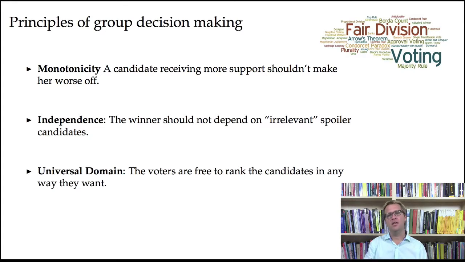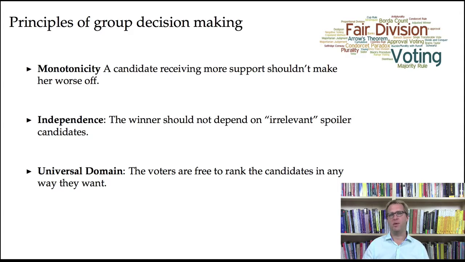And finally, there's universal domain. What universal domain says is that the voters are simply free to select whatever vote they want, whatever ballot they want. They're free to rank the candidates however they want. There's no reason why they're not allowed to select one particular ranking.